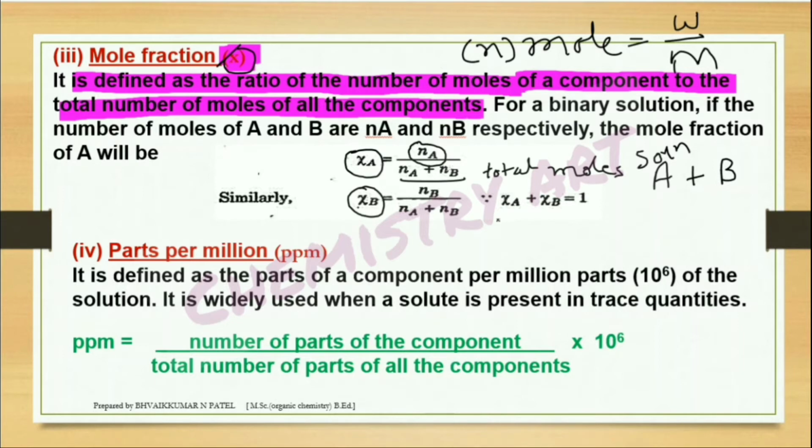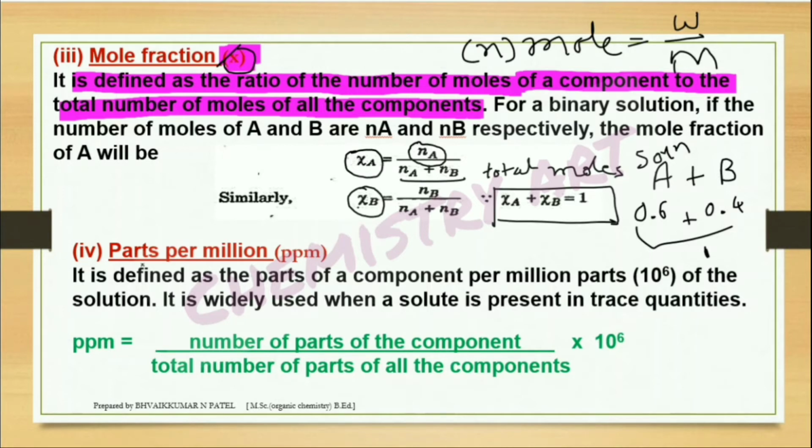And here, very important, the total mole fraction of all the components should be 1. For example, the mole fraction of A is equal to 0.6 and B should be 0.4. So A plus B should be 1. So the sum of mole fractions will always be 1.